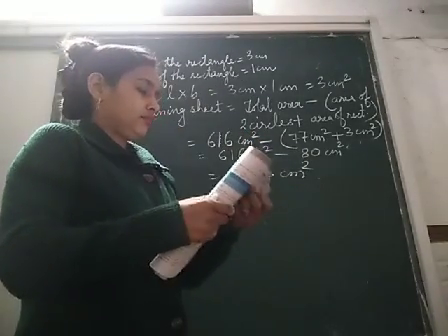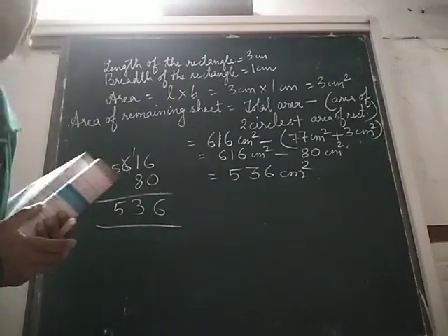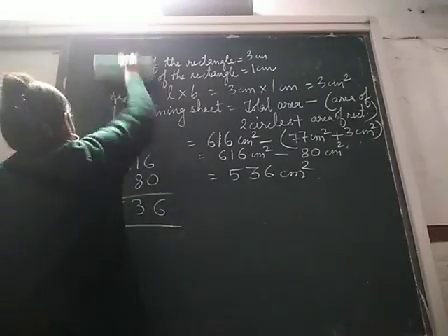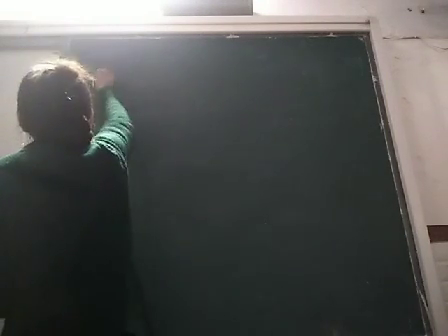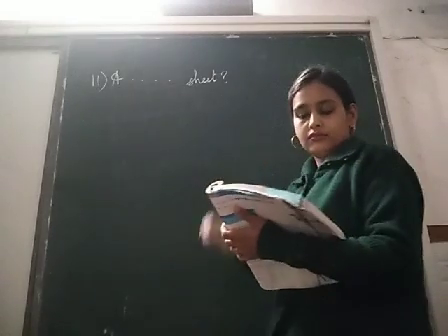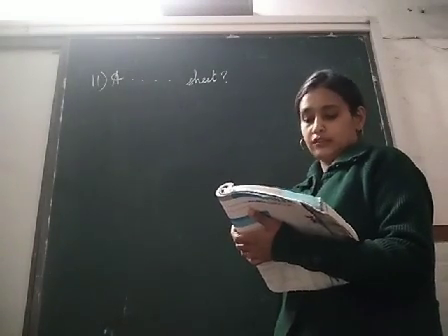Question number 11. A circle of radius 2 centimeter is cut out. Again, I think it is the same type of a question. Now, I hope you all have written it. So, I am erasing it. A circle of radius 2 centimeter is cut out from a square piece of an aluminium sheet of side 6 centimeters. What is the area of the leftover?